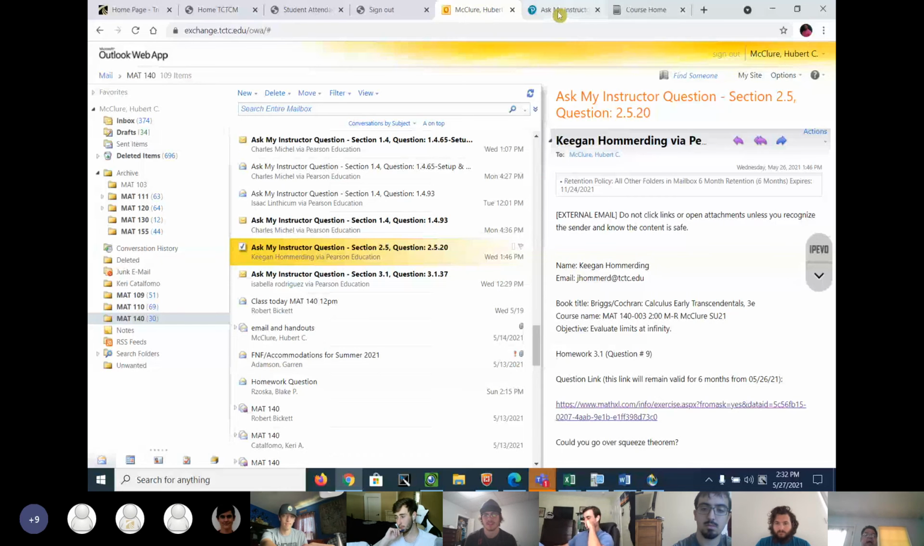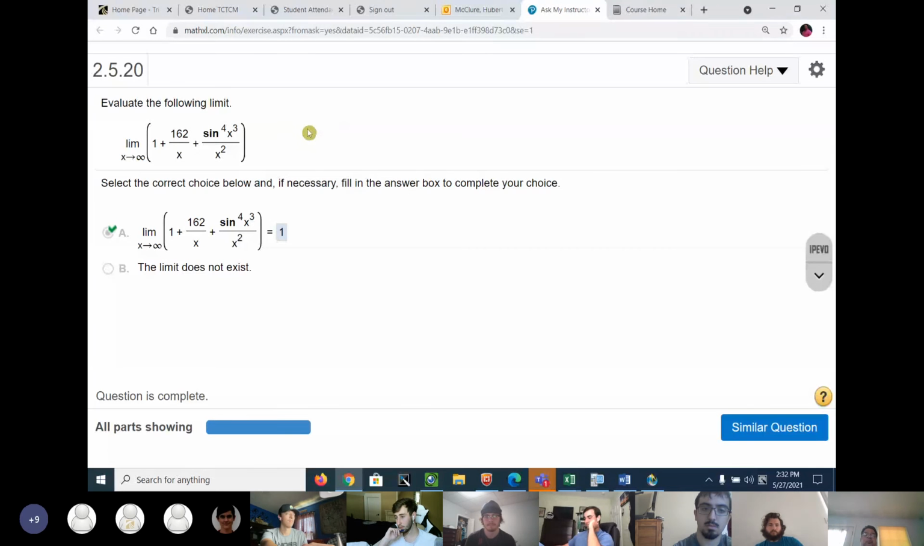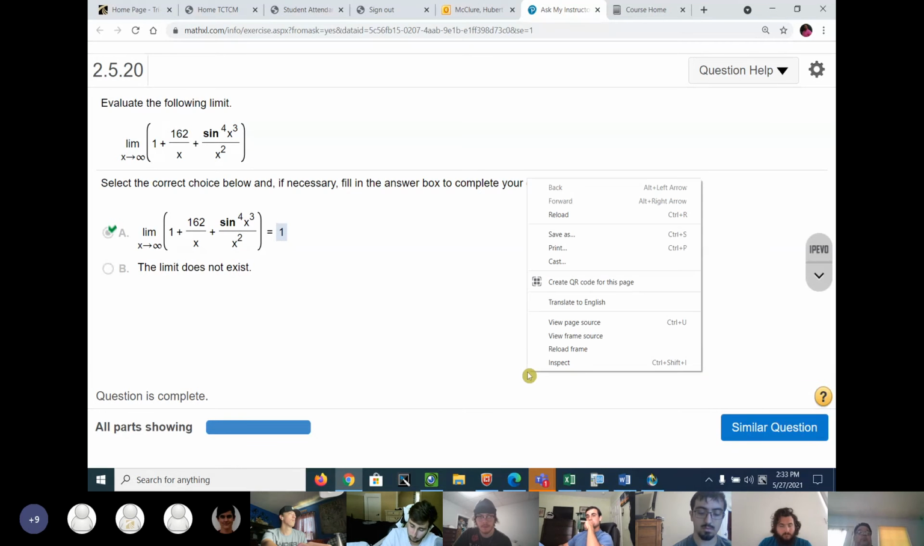That's fractions. Actually, this is one of the easiest problems that you can do, because whenever you plug in infinity and it's a fraction, it's going to 0. So we can go limit as x approaches infinity of 1 plus 162 over x plus sine 4x to the third over x squared.